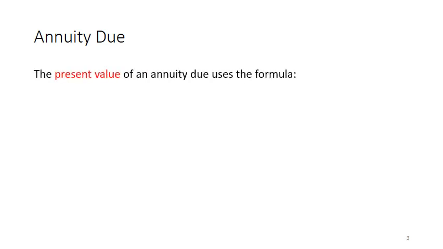The present value of an annuity due uses the formula. Take a look at the formula. It's very similar to ordinary annuity. Both formulas are very similar, except the difference is that you have times 1 bracket 1 plus k. So this is the only difference.